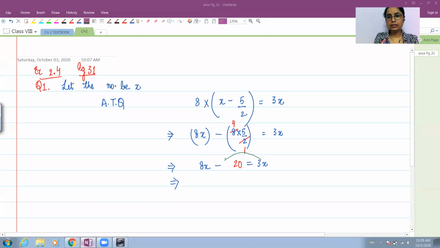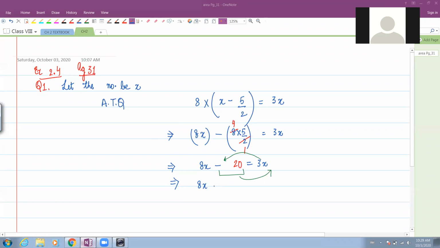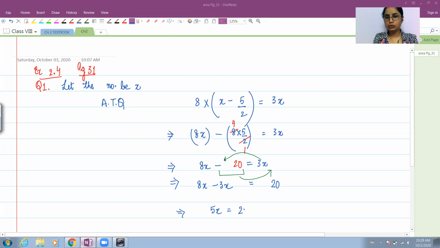We will bring 3x to the left hand side. And plus 20 will be sent to the other side. Sorry, minus 20 will be sent to the other side. So we have 8x. What will be the sign with 3x? Minus 3x. And on the right hand side, minus 20 goes to the right hand side and becomes plus 20. You can simply write down 20. So you have 5x equals to 20.